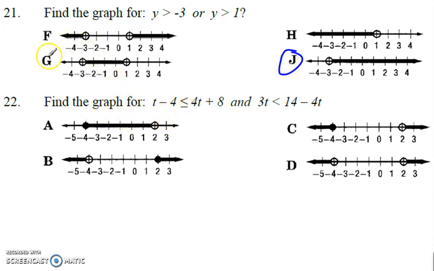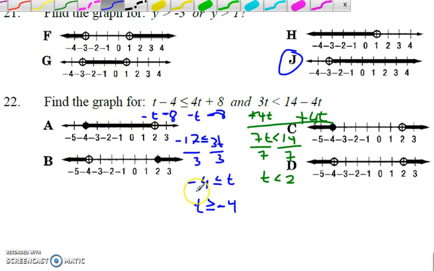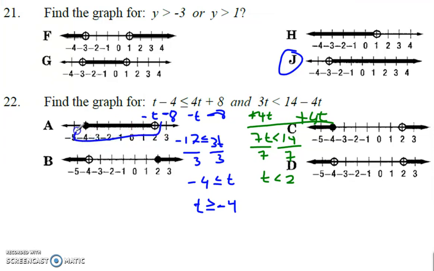And here, solve this. And there you go, it's magically solved. Now you can solve it, see t is greater than or equal to -4. This one shows you greater than or equal to -4. It's the only one that shows you greater than. It's also the only one that shows you an AND statement. So there you go, A.